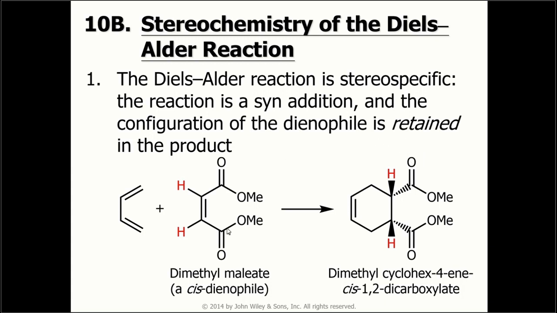What that means is that in this case we have a cis dienophile. This is dimethyl maleate, but this is a cis dienophile, meaning that the 2 ester groups are on the same side of the double bond. They're cis to one another. When we form our cyclohexene adduct, they will still be cis to one another. They'll be on the same face of the ring. So if they are on the same side of the dienophile, they'll be on the same face of the ring in the adduct.